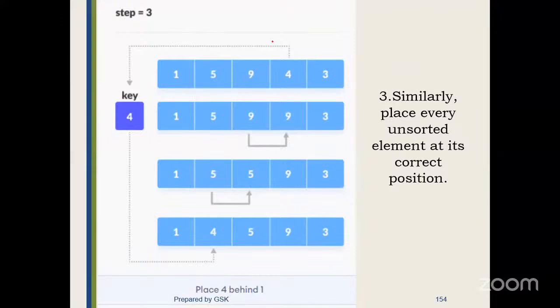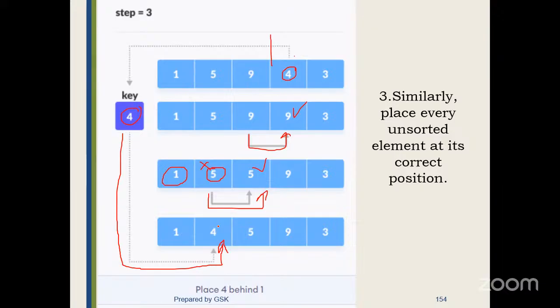Now working with the next element, 4. Store this 4 in the variable key. Compare with 9. 9 is greater, so move it to the right-hand side. 9 comes here. Compare 5 with 4. 5 is also greater, so 5 also must move to the right-hand side. And compare 1 with 4. 1 is less than 4, so don't move 1. Place it in the same position. When 5 is moved from this position to this position, it leaves an empty place. So in the empty place, store the 4 value from the variable key into this second position. Okay, this is step 3.